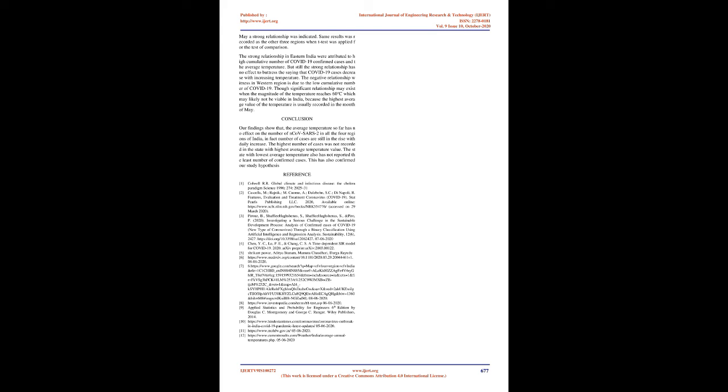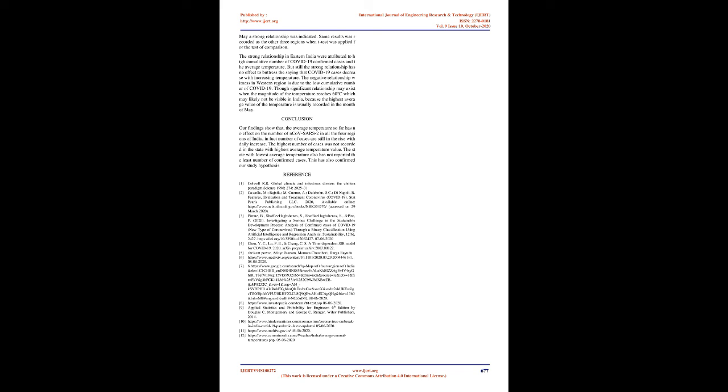Lastly, in the northern region, a weak relationship was reported in the month of March, while in the months of April and May a strong relationship was indicated. The same results were recorded as in the other 3 regions when a t-test was applied for comparison. The strong relationship in eastern India was attributed to the high cumulative number of COVID-19 confirmed cases and the average temperature. But still the strong relationship has no effect to support the saying that COVID-19 cases decrease with increasing temperature.